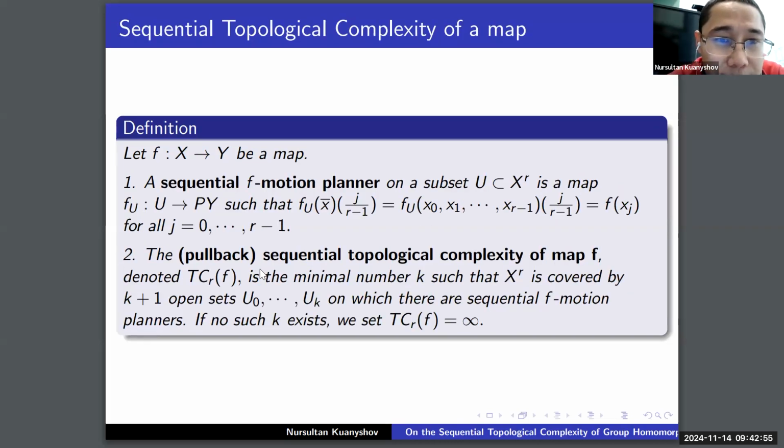We want to talk about this. One can take Jamie Scott's definition and come up with the following definition. Let f be a map. We call a sequential f-motion planner on a subset U a map from the subset U to the path space of Y such that if we evaluate it at each vertex, we get the corresponding coordinates. Then the sequential topological complexity of the map f, denoted TC_R(f), is the minimal number K such that X^R is covered by K plus 1 open sets, and on each open set there are sequential f-motion planners. If no such K exists, we set the sequential topological complexity of the map to be infinite.